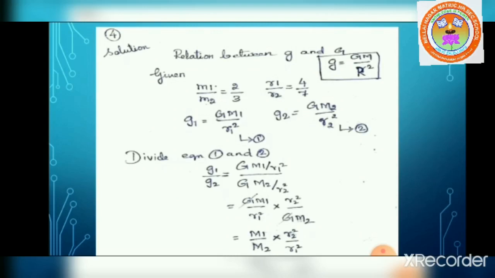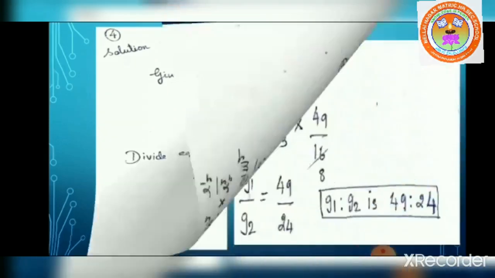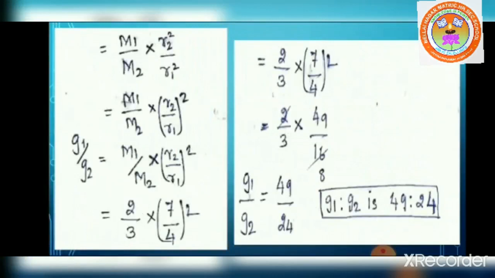So we should take M1, M2 on one side and R1, R2 on another side. So M1 by M2 into R2 square divided by R1 square, which is M1 by M2 into R2 by R1 the whole square. So what is the formula? g1 by g2 is equal to M1 by M2 into R2 by R1 the whole square. Now we apply the values: M1 value 2, M2 value 3, R2 value 7 and R1 value 4, the whole square.